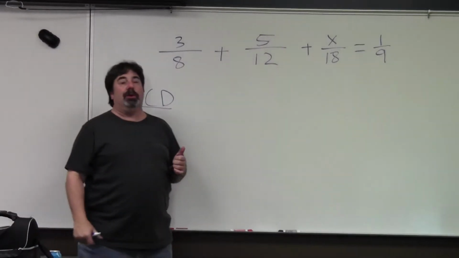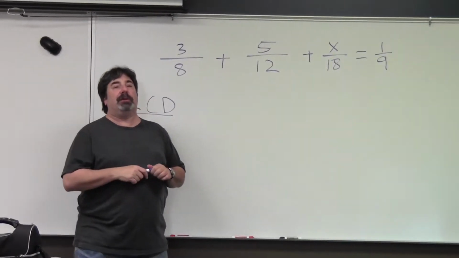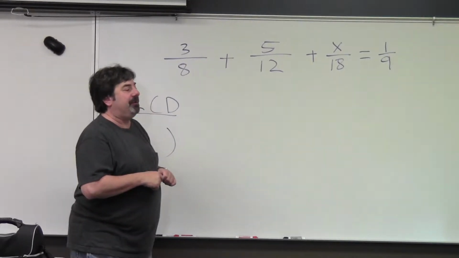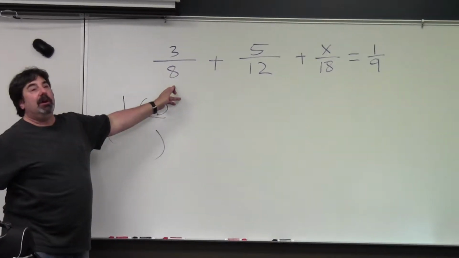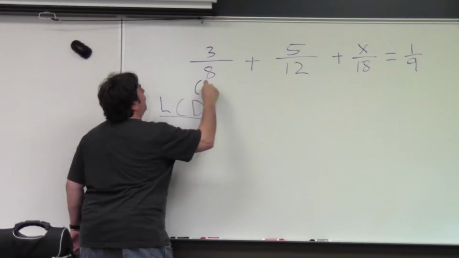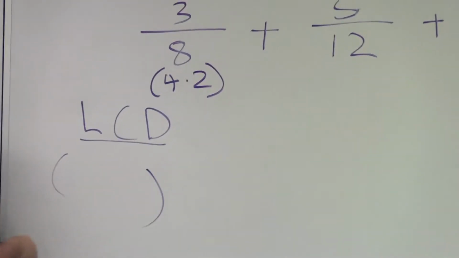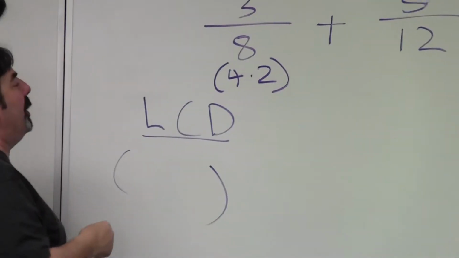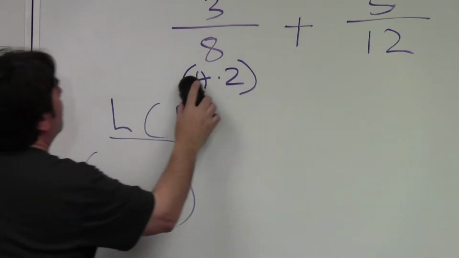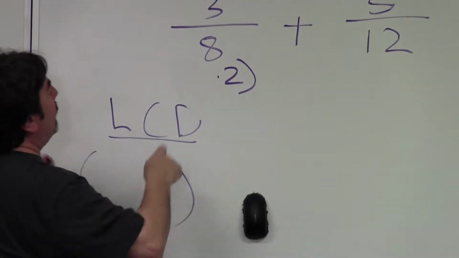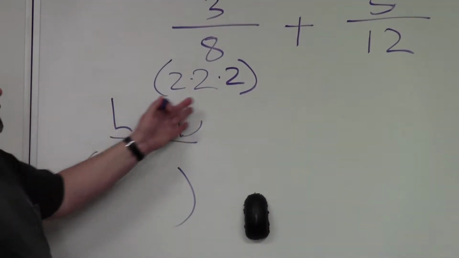What we have to do is go to each term one at a time and factor the denominator into its prime factors. So for this denominator of 8, we're going to factor that into 4 times 2. But we need each factor to be a prime number, and 4 isn't a prime number. So we're now going to factor 4 down to its prime factors. That's going to give us 2 times 2 times 2, which is 8.